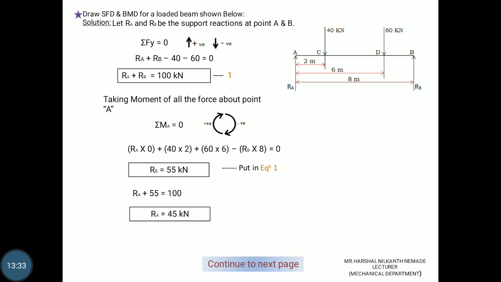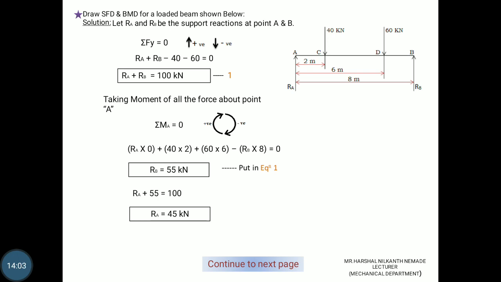Now next, draw the SFD and BMD for the loaded beam shown below. Again there is the same diagram. Let RA and RB be the support reactions at points A and B. Summation of Fy is equal to 0. Upward force positive, downward force negative. RA plus RB minus 40 minus 60 is equal to 0. RA plus RB I will get 100 kilonewton. It is equation number 1.